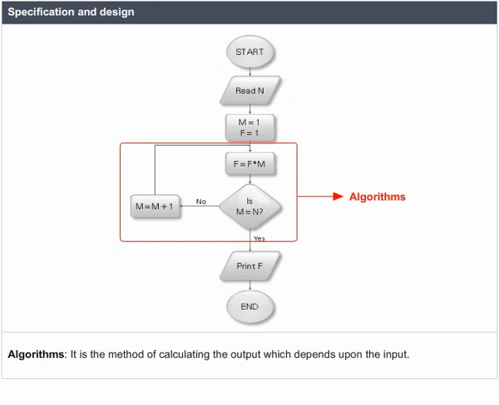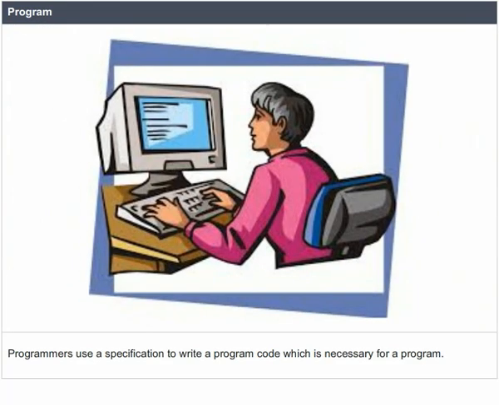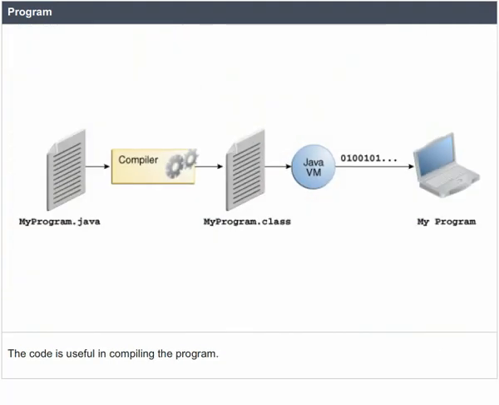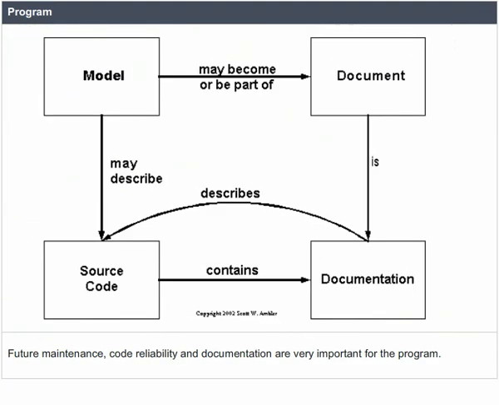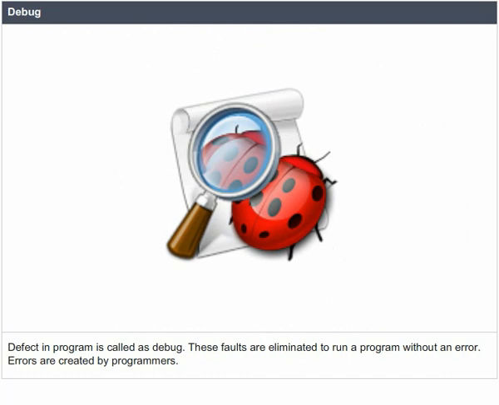Program. Programmers use a specification to write the program code which is necessary for a program. The code is useful in compiling the program. Future maintenance, code reliability, and documentation are very important for the program. Debug. A defect in a program is called a bug. These faults are eliminated to run a program without an error. Errors are created by programmers.